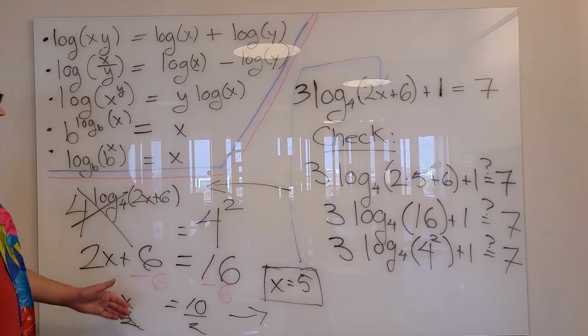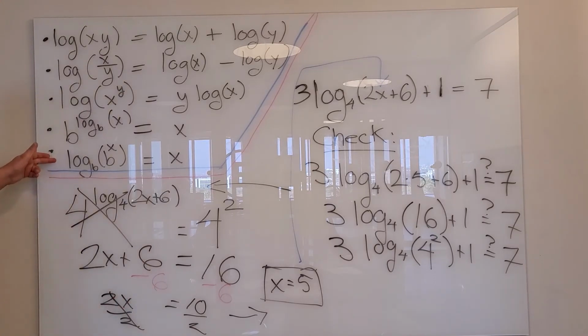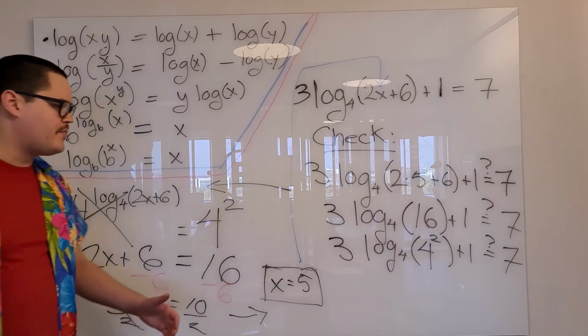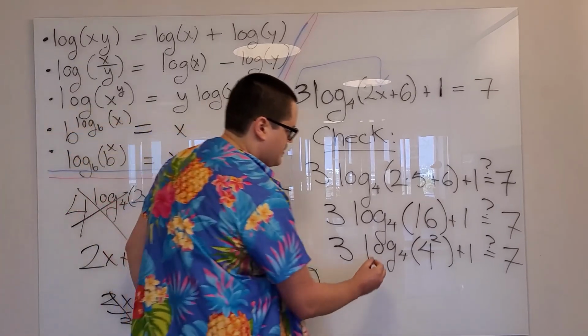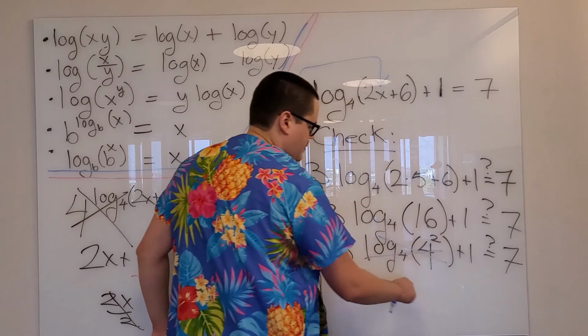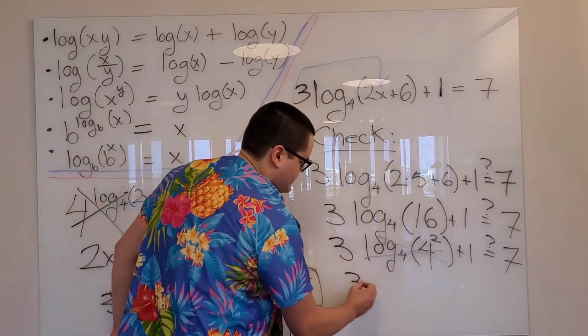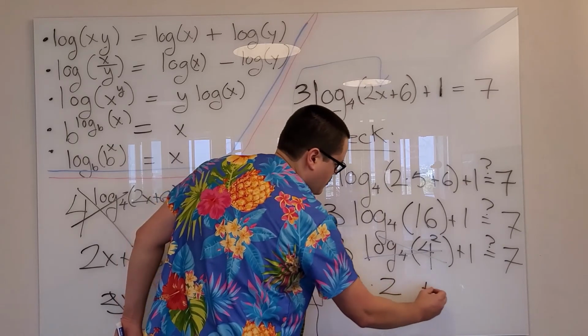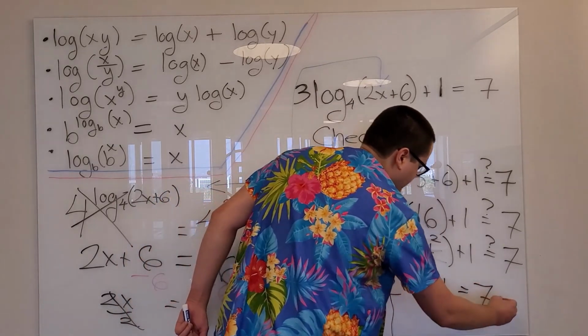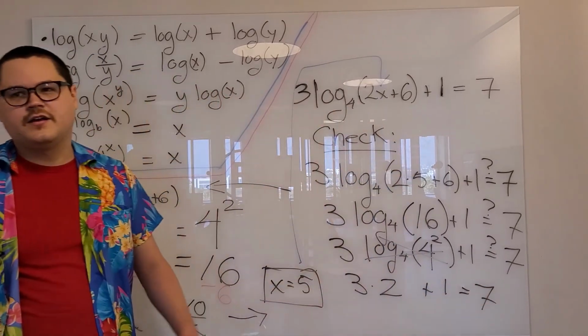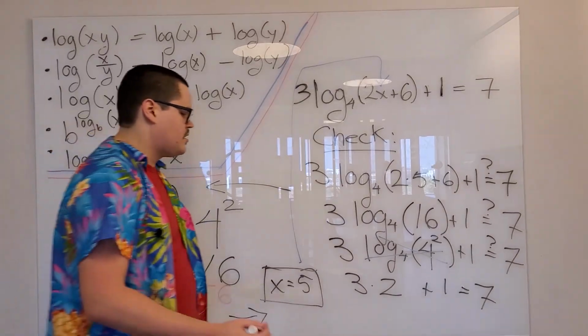Okay. Now look over here, rule number 5. We have log base 4 next to 4 to a power. Boom, cancel. That's gone. The power, the 2, that drops down. Now 3 was multiplying all this stuff, so we have 3 times 2 plus 1. Is that 7? I think it is. We're good.